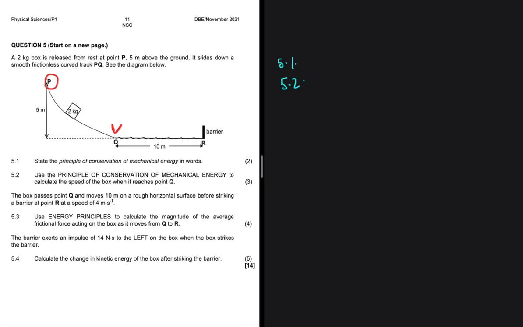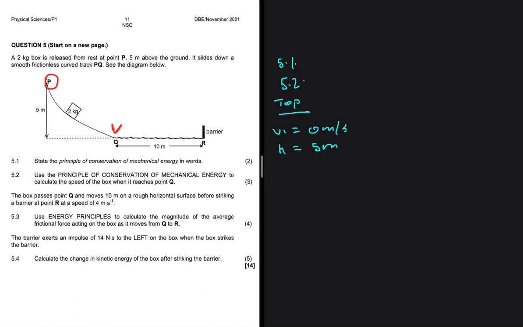So let's jot down the information we have so that we can use the principle of conservation of mechanical energy to determine our answer. So this is at the top, when our box is at point P. When it's at point P, we know that VI is equal to 0 meters per second because it's been released from rest. And then we can see clearly that the height is equal to 5 meters.